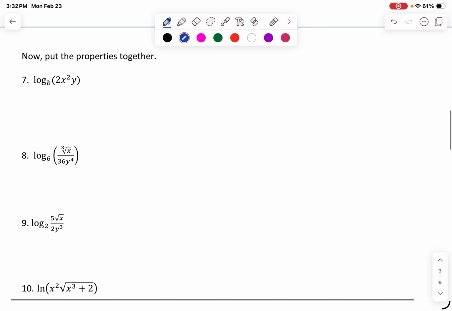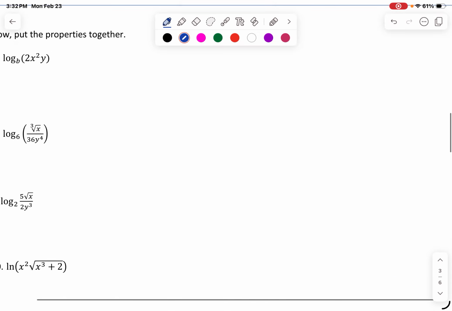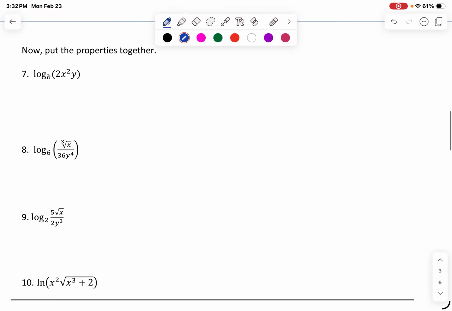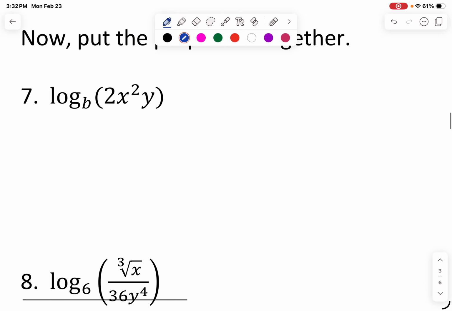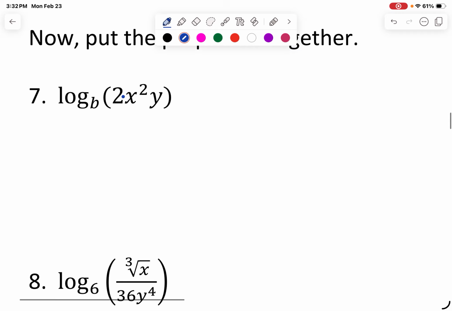All right, next section, put these together. So this is all your properties. Just try it out, okay? All right, so here I see a bunch of multiplication. That's 2 times x squared times y. So I can break that into 3 logs that are being added. And then I also see an exponent, and I'll cross that bridge when I get to it.